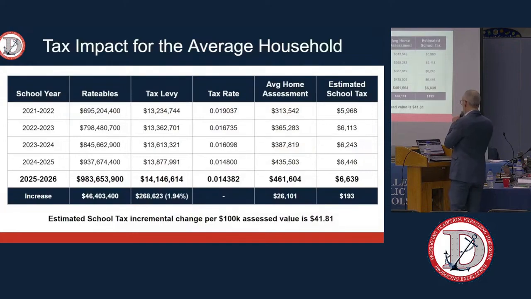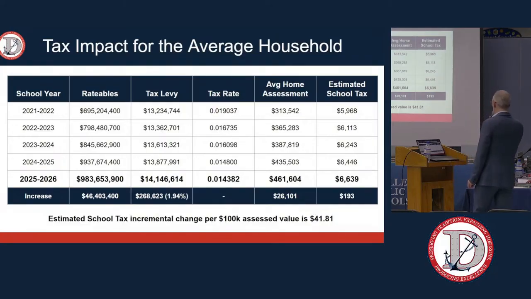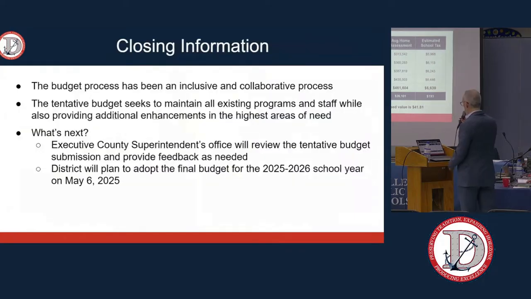When we look at tax impact, the district is planning a 2% overall increase. The net tax impact is 1.94%. This is an incremental change of $41.81 per $100,000 in assessed value. So the average assessed home in Dunellen is $461,604, which means that that home would see a $193 increase in the school tax portion of taxes for next year, which is about $15 per month or so.